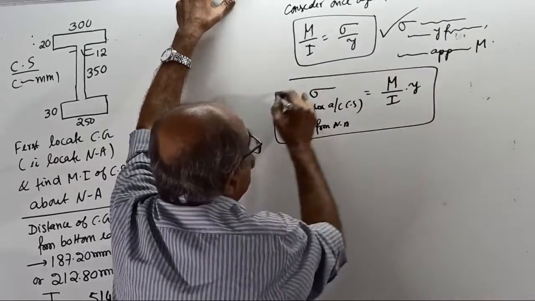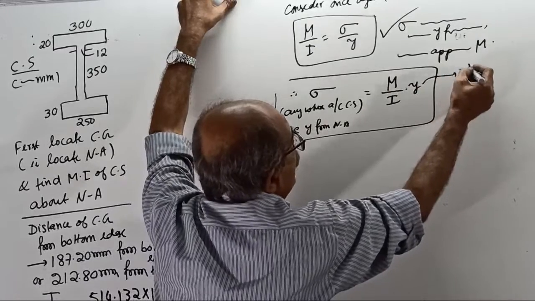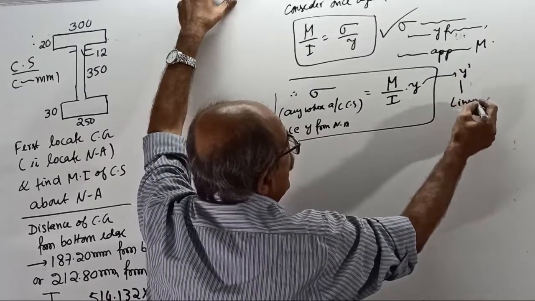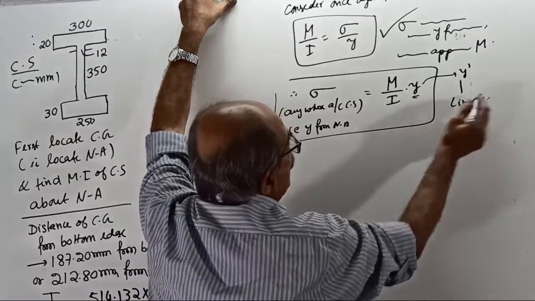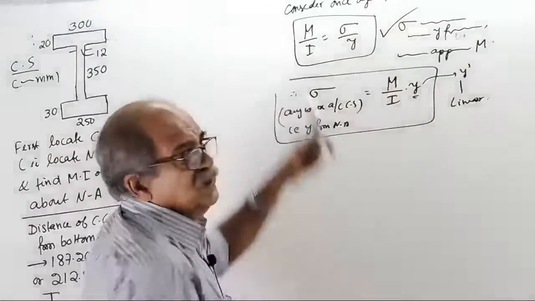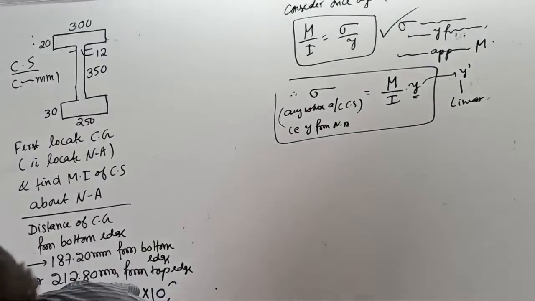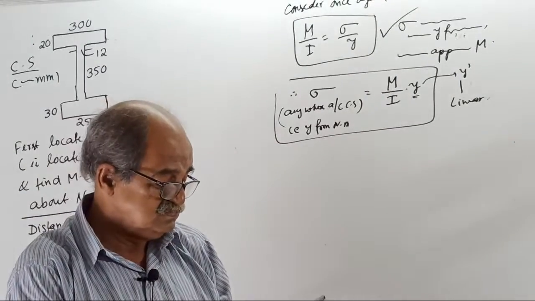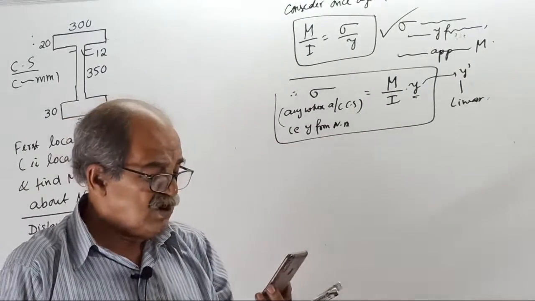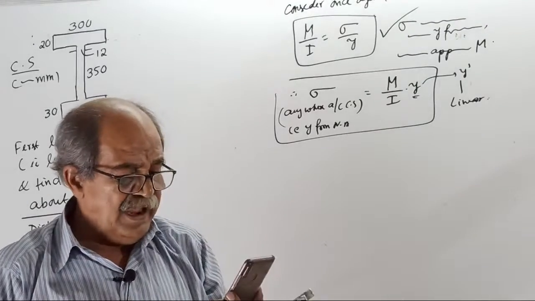This only will tell you, see, Y power 1, therefore linear. As Y, linear variation. As Y increases, stress will increase. Fully clear? I'll tell you why I am asking. Fully clear or not? M by I into Y.